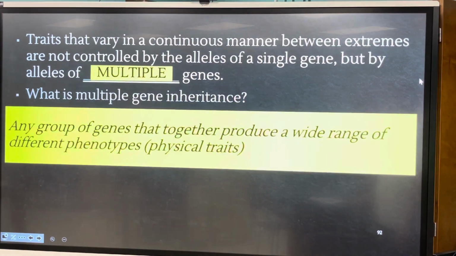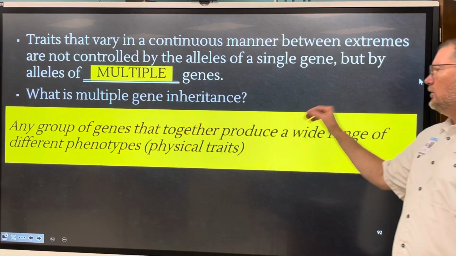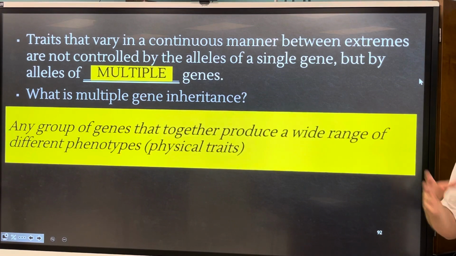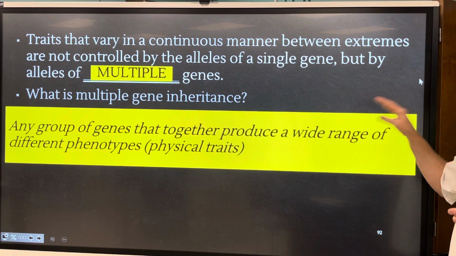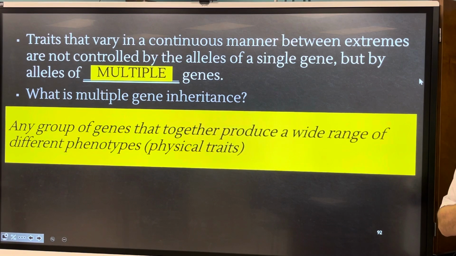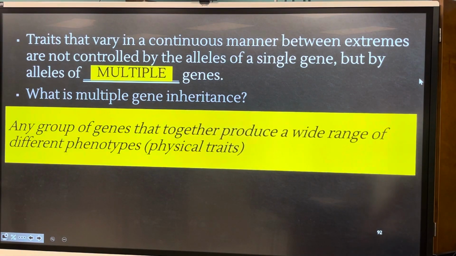So what is multiple gene inheritance? And this is the last part of our notes right here. It is any group of genes that together are expressed in a wide range of different phenotypes. That's just what multiple gene inheritance means, okay? Multiple gene inheritance. So that ends our notes for genetics.